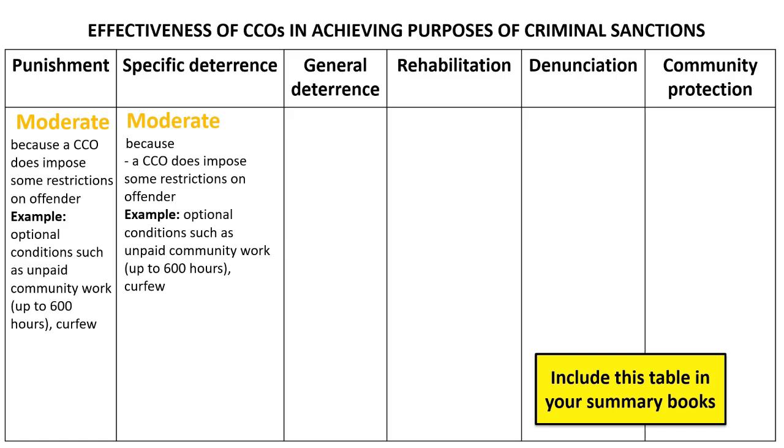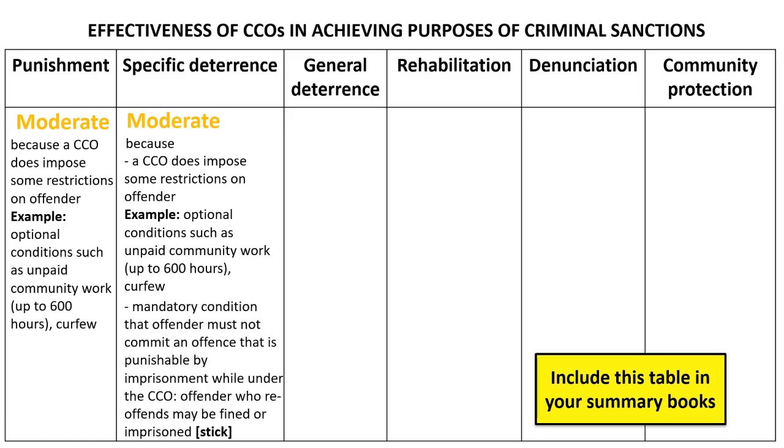This is because the offender will not want to be subject to those restrictions again if they commit a further offence. In addition, as I've explained, a community correction order includes a stick. This stick is the mandatory condition in the community correction order that the offender must not commit an offence that is punishable by imprisonment while under the community correction order, and the fact that a breach of this condition is punishable by imprisonment or a fine.